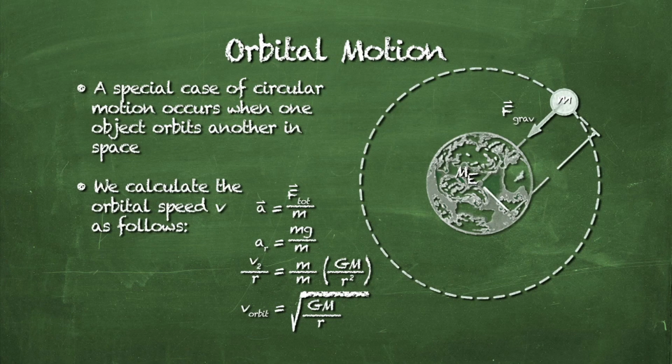So any object will orbit at the same speed for a given radius of the orbit. And that explains why things, say in the space station, the International Space Station, seem to be weightless. What's really happening is that they're all orbiting together. They're all orbiting at the same speed, so they don't move relative to each other.